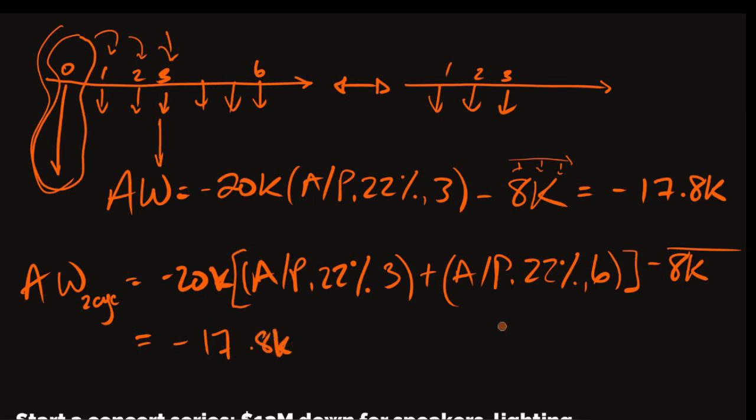So then I could repeat this for as many cycles as I want, right? Just add in another cycle. I could add in another one here and just keep going. And it's always going to come out to this amount because AW is per year.